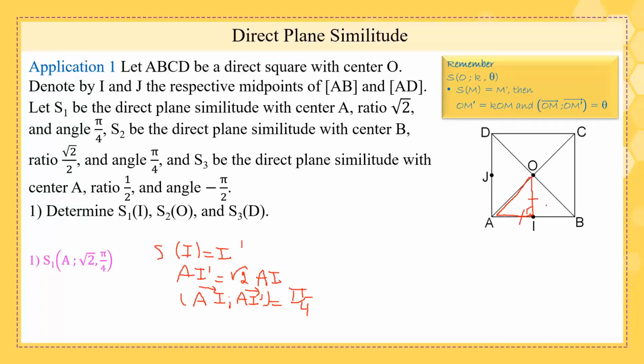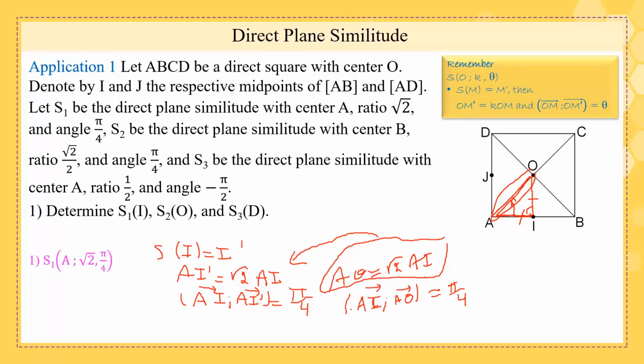So, in a right isosceles triangle, we have a property that the hypotenuse equals the side times radical 2. So, AO equals AI times radical 2, so AO equals radical 2 AI, and this matches the first condition. Now let us see whether the angle between AI and AO is pi over 4 or not. Yes, the angle between the vectors AI and AO is pi over 4 because the diagonals of the square bisect the angles of the square. So the angle IOA will be pi over 4, so the angle between the two vectors AI and AO will be pi over 4.